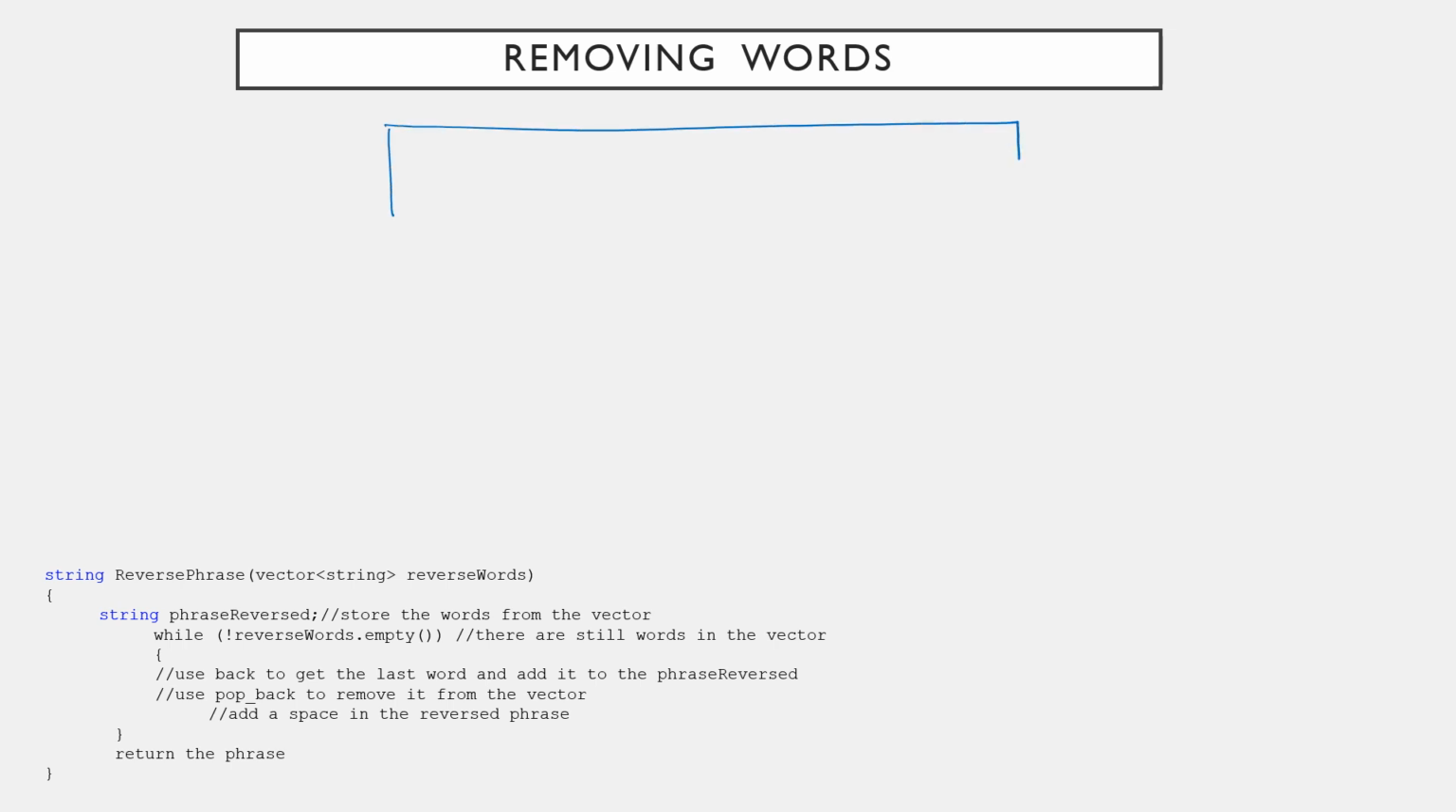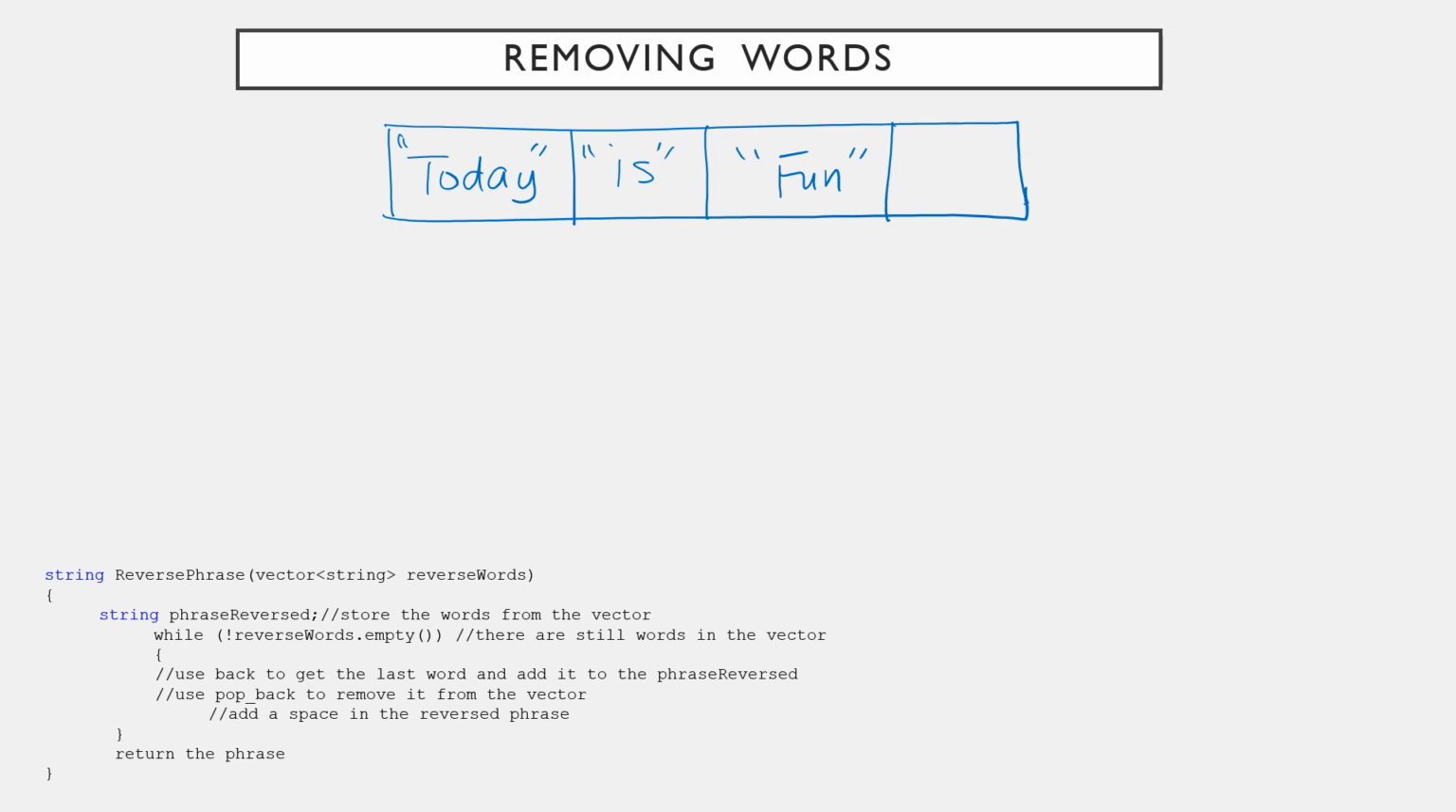Okay, so here, today, this is my vector, is fun. So this is my vector. The name of my vector is reverse words. It made a copy when the function was called. Okay, so my test here is that it's not empty. It is not empty. So what do I want to do?